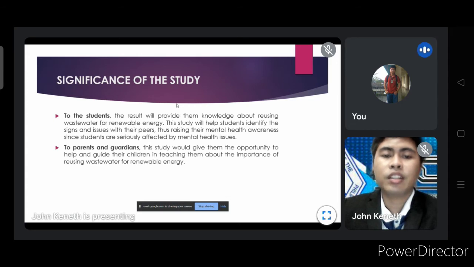To parents and guardians, this study would give them the opportunity to help and guide their children in teaching them about the importance of reusing wastewater for renewable energy.